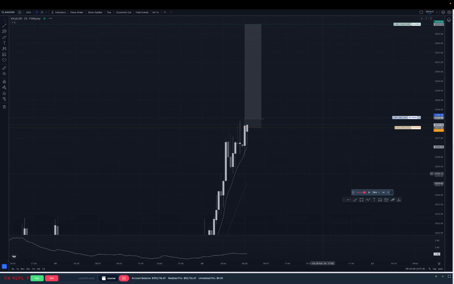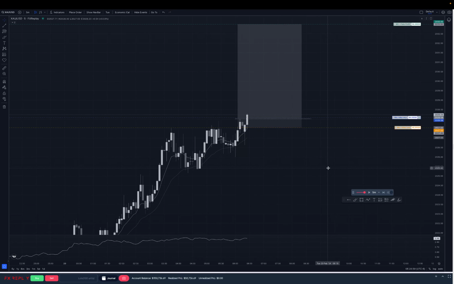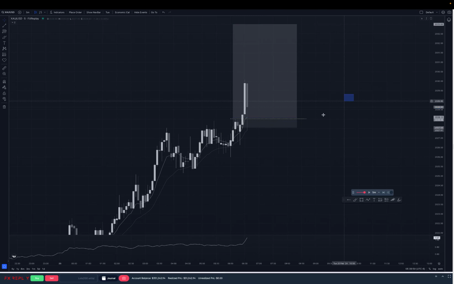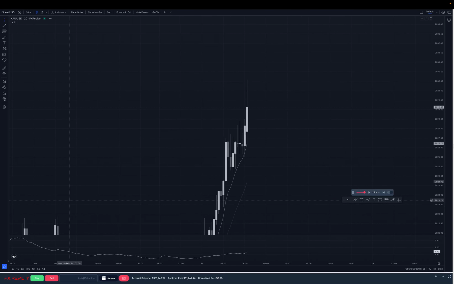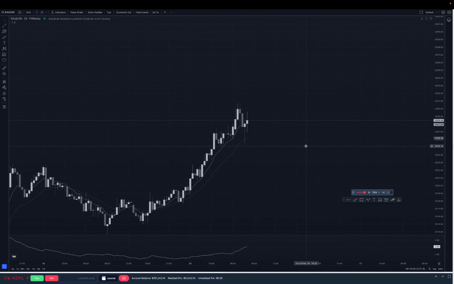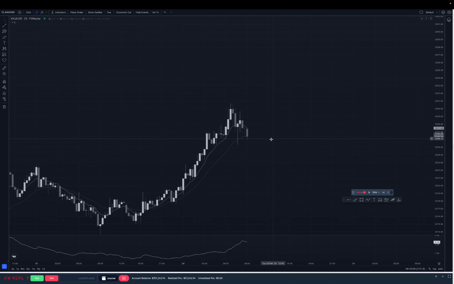Okay, looking at the 20. 20 is still valid for long. Get tapped in, move to break even. Take a break even. Beautiful. 20-minute, gonna wait for new validation. Very wicky of a market, probably not touching.